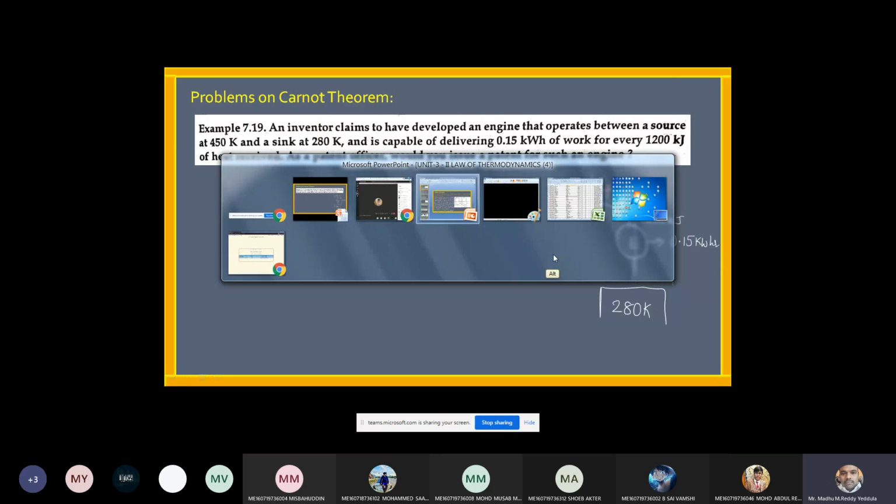Let me change to the paint. Is this color visible? Yes, sir. 450 Kelvin is the source temperature and 280 Kelvin is the sink temperature. In between is the engine he designed, fabricated or invented. What is the Q given? I think 1200, right? Q is equal to 1200 kilojoule, and it is rejecting heat here.